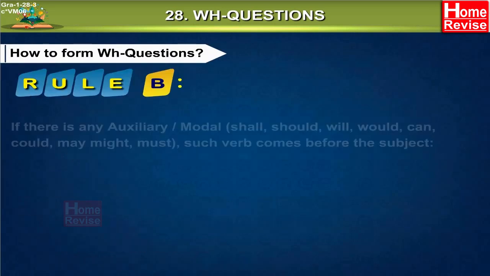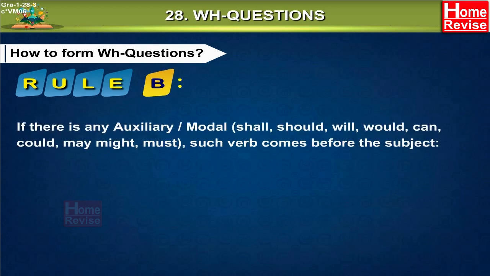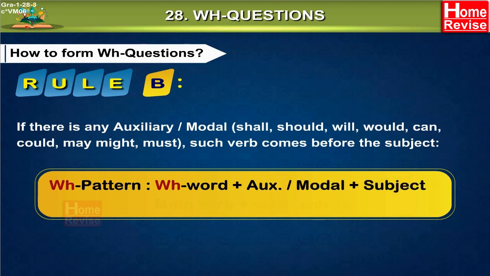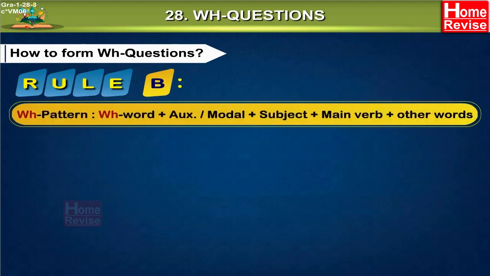Rule B. If there is any auxiliary or modal (shall, should, will, would, can, could, may, might, must), such verb comes before the subject. WH pattern: WH word plus auxiliary or modal plus subject plus main verb plus other words.